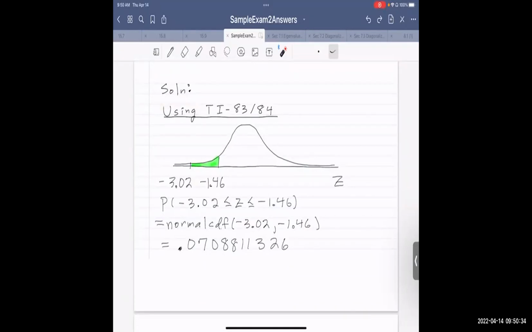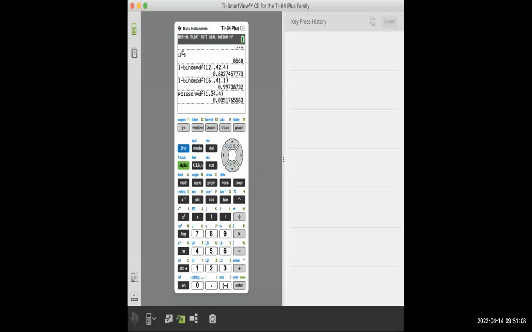So I could use a TI-83 or TI-84 to do this. Let's do it. First let's draw what we want to calculate. We want to calculate the probability that Z is between negative 3.02 and negative 1.46. So I'll use the normal CDF command between negative 3.02 and negative 1.46. Let me do that on my TI-83 or TI-84.